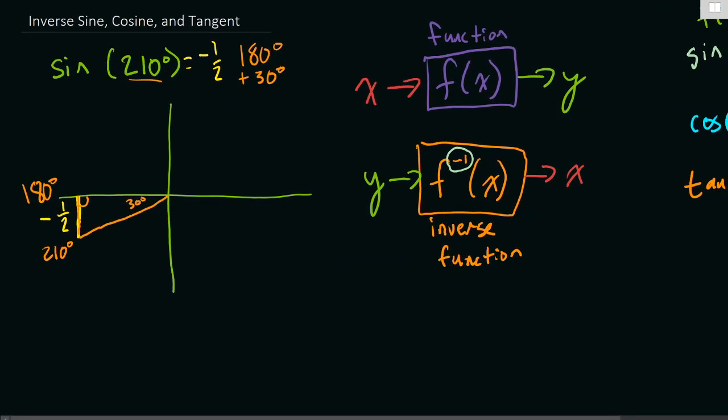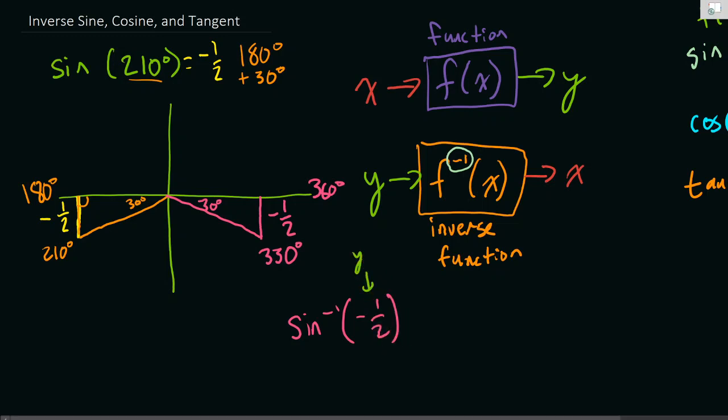But let's go back to our first example. Is this the only triangle that has negative 1/2 for its height? There's also negative 1/2 over here. So we could also have, this is 360 degrees, 30 degrees back from 360 makes this 330 degrees. So that tells us that if we have sine inverse of negative 1/2, so this is the y value, then there's actually two possible values, 210 degrees or 330 degrees.